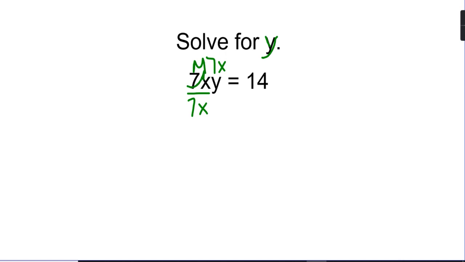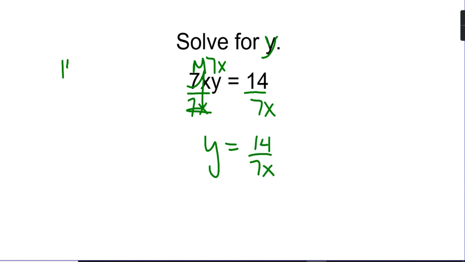7x divided by 7x is 1 whole. It doesn't matter that there's x and I don't know what x is. Anytime I divide the same thing by itself, there is one group of that thing. 7x divided by 7x is going to be 1. And then we'll divide by 7x on the right side as well. So we have y equals 14 over 7x.